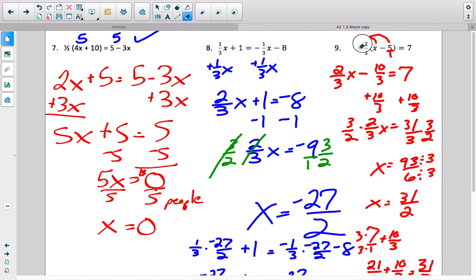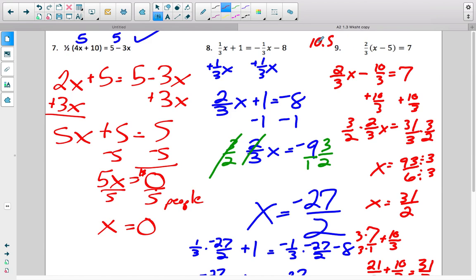But I'm going to check that real quick. 31 over 2 is the same as 15.5. So I'm going to take 15.5 and subtract 5. So that leaves me with 10.5, which is the same as, well, sure, let's do that. So 10.5, that's what I get in here.